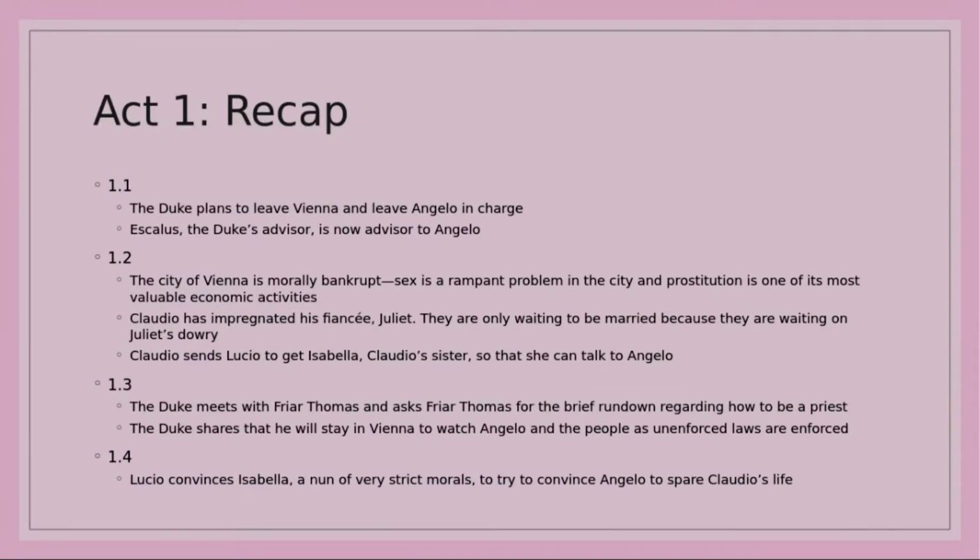We also see in Act 1, Scene 2 that Claudio sends Lucio to get Isabella from the convent. She's about to become a nun. So he says, listen, we don't have much time. And in reality, by the time Lucio gets there in Act 1, Scene 4, she's meant to be sworn in later that day, so he wasn't kidding. He says, we really need her. She can convince Angelo.